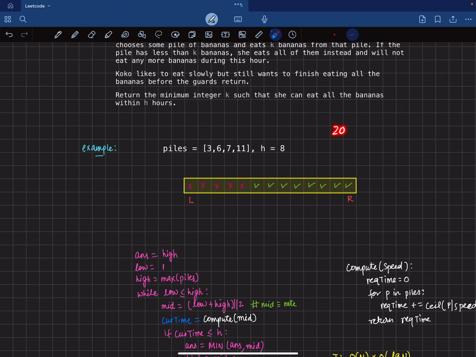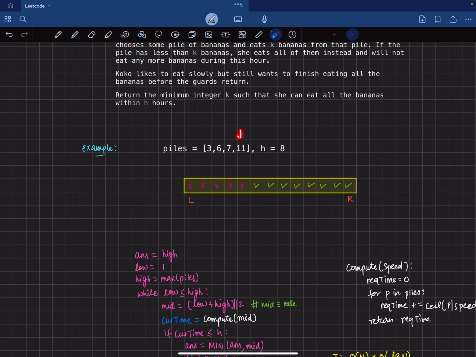What if her eating speed is 20? Does it make sense? Let us see. If her eating speed is 20, let us look at the maximum value. What will happen in this case? She will finish eating 11 bananas, but she will still have some amount of time left because her eating speed is 20 bananas per hour, and currently she has just consumed 11 bananas, right? So she will still have 9 bananas' amount of time left. What will she do with 9 bananas of time left?